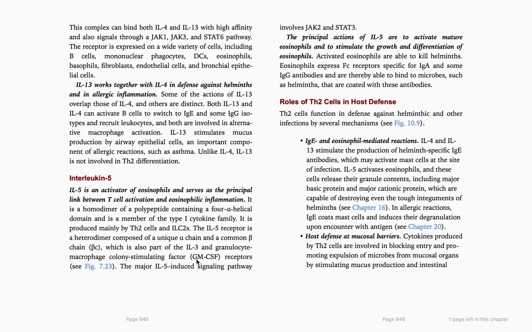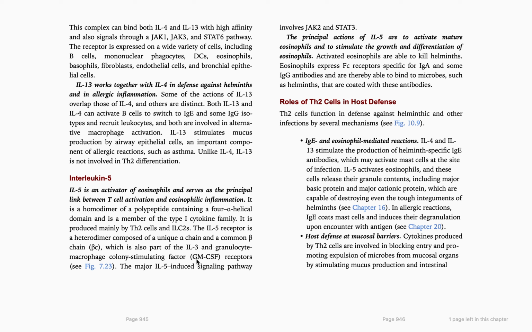Interleukin 5. Interleukin 5 is an activator of eosinophils and serves as the principal link between T cell activation and eosinophilic inflammation. It is a homodimer of a polypeptide containing a four alpha helical domain and is a member of the type 1 cytokine family. It is produced mainly by T helper 2 cells and innate lymphoid cells.